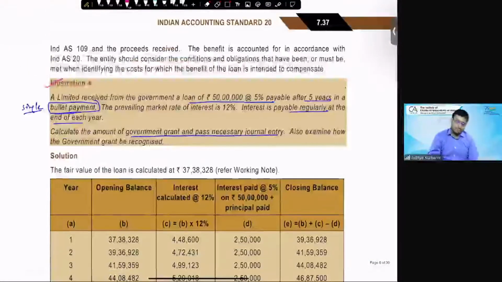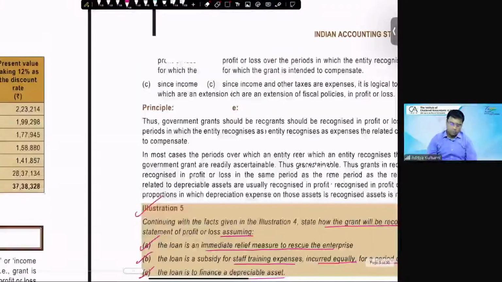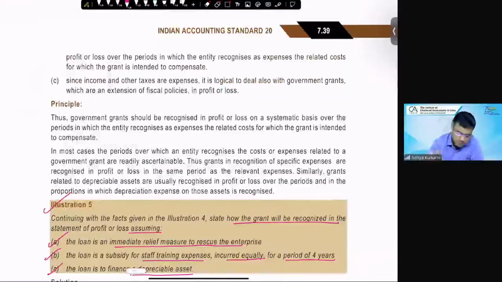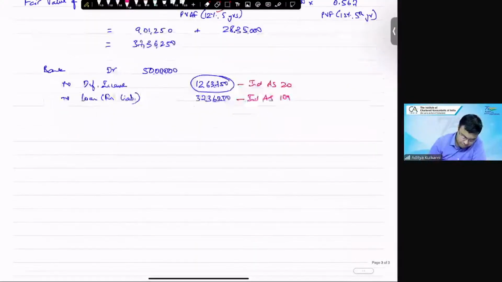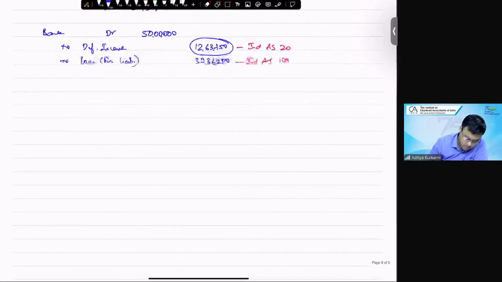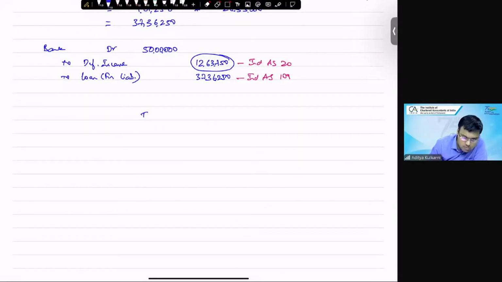Now, let us understand the type of grants which can come. This is basically taking care of your third case. Types of grant. We are now moving to the next step. How do I account the various types of grant?